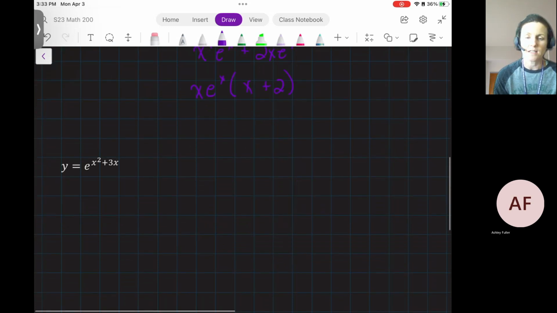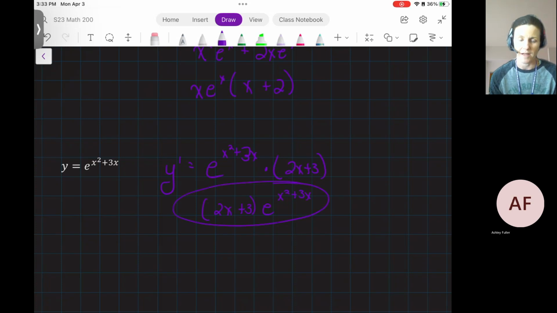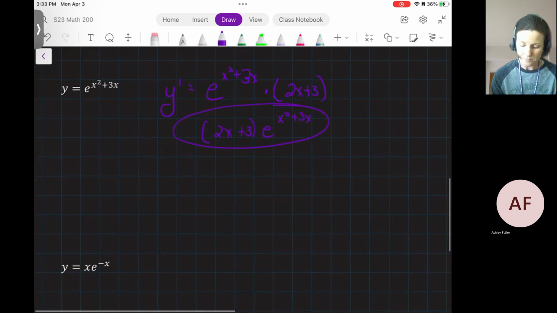In this case, we are taking a derivative of e to a function. So we apply the chain rule. We still keep e to that same function, but then we're going to also take the derivative of that function, which is 2x plus 3. It's important that you leave that 2x plus 3 in parentheses to make sure you indicate that the entire thing is multiplied by e to that power.